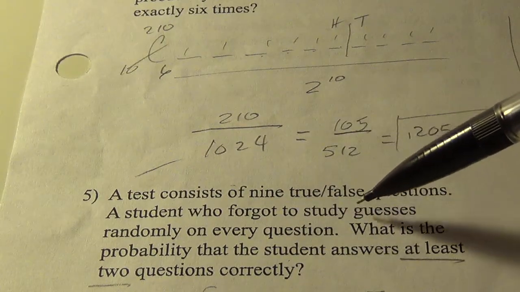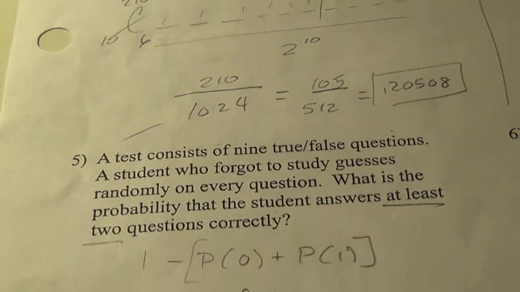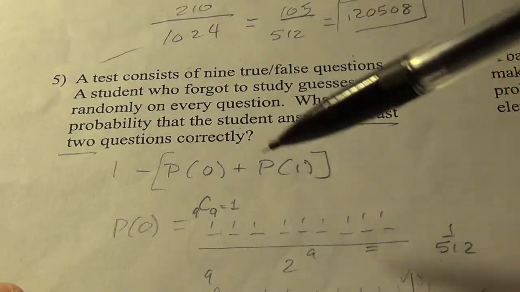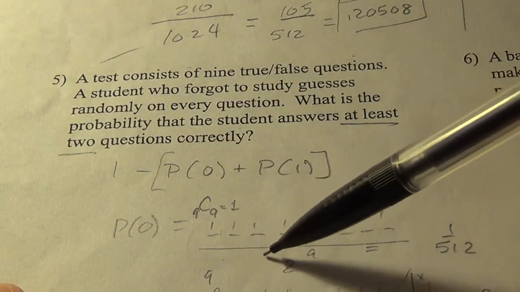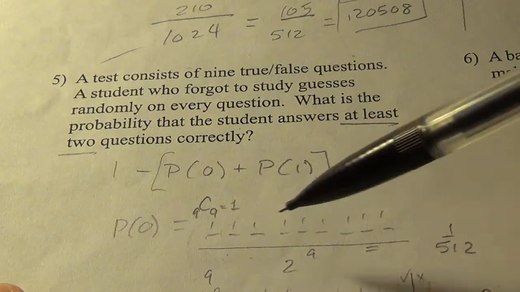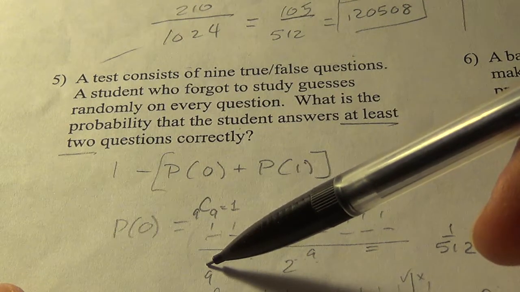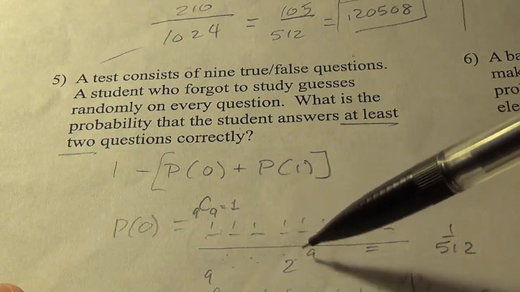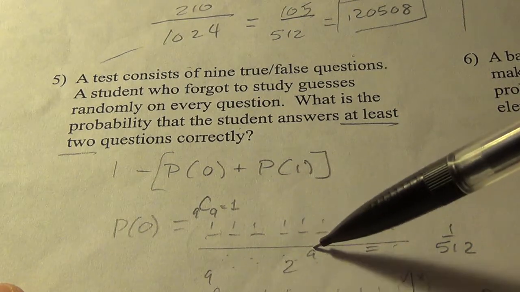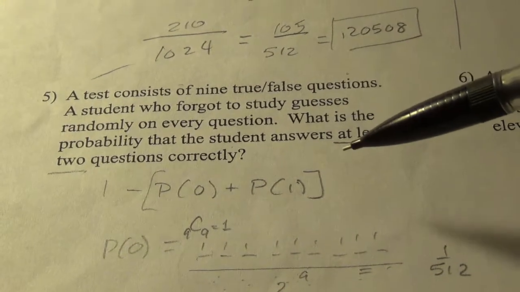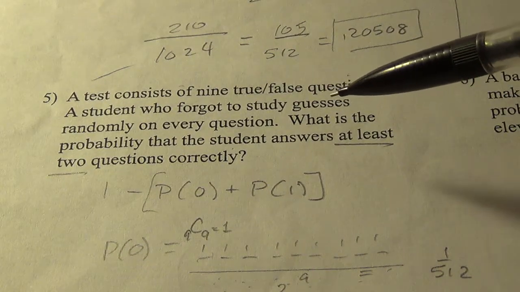So there's going to be 9 blanks. On the bottom, there's going to be 2, 2, 2, 2, 2, 2. How many ways can you answer the first true-false question? 2. 2, 2, 2, 2, 2, 2, 2, 2, and 2 to the 9th. The top is going to look a little differently.